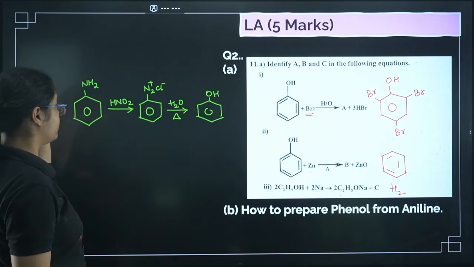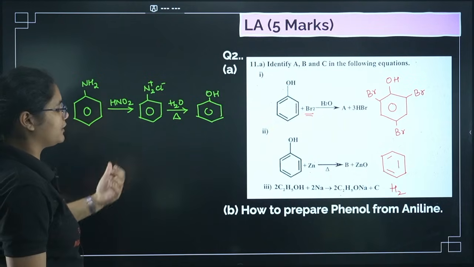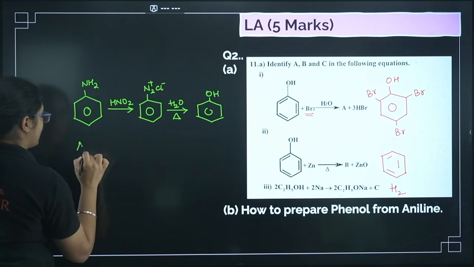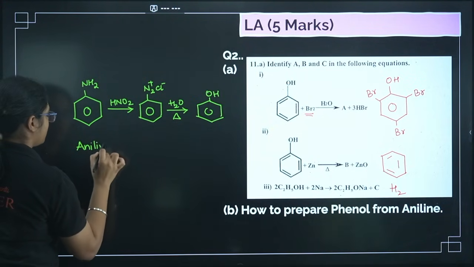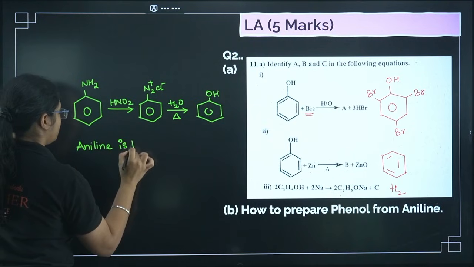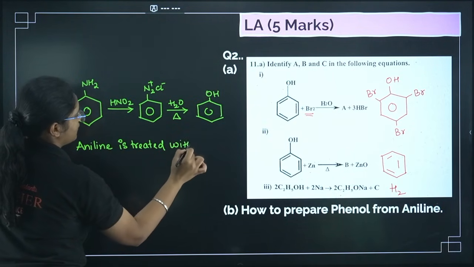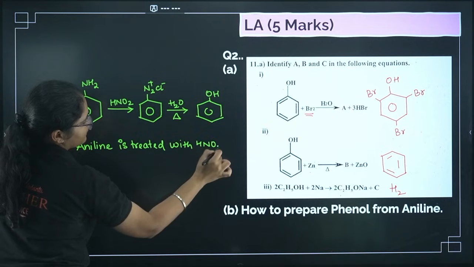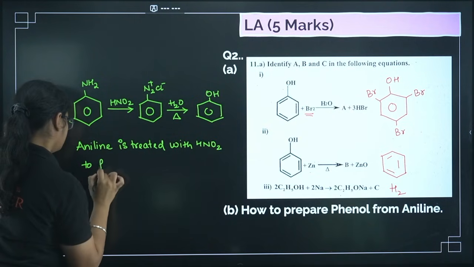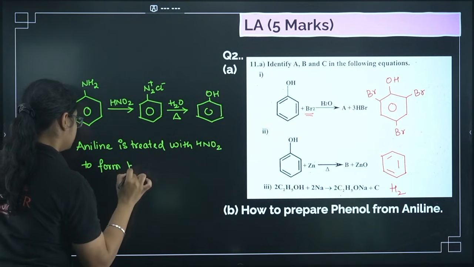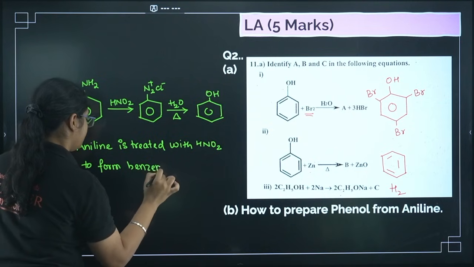Okay, now how do we write this reaction? How can you write this reaction? You have to write aniline. Aniline is treated with nitrous acid to form benzene diazonium chloride.